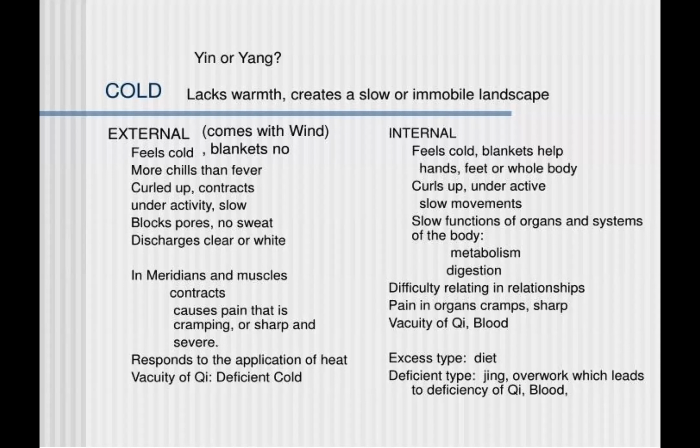External comes with wind. There is a feeling of cold, blankets, no more chills than fever, curled up, contracts under activity, slow, no sweat, discharges are clear or white. In meridians and muscles, it contracts, causes pain that is cramping or sharp and severe. It responds to the application of heat, vacuity of qi in case of deficient cold.